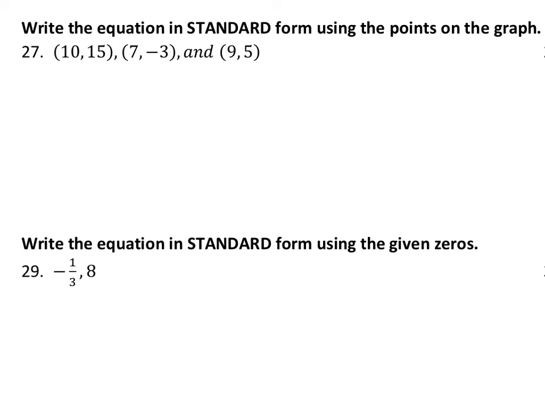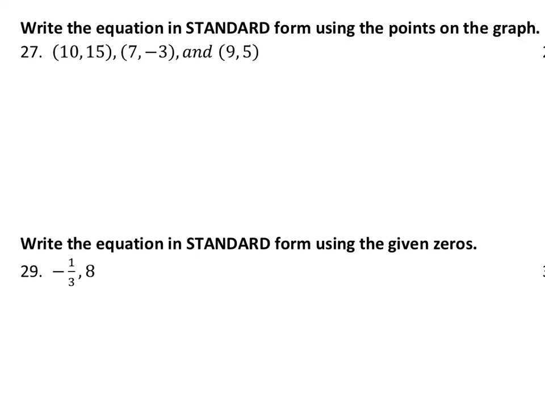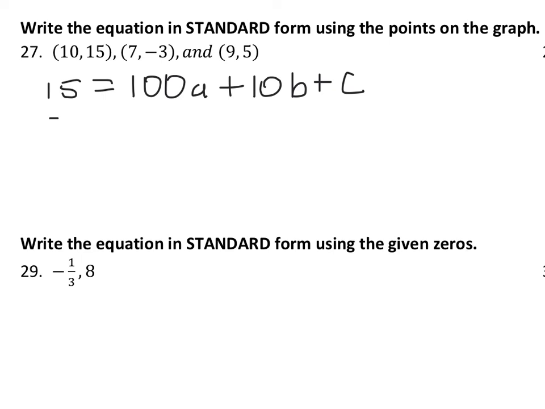So we start with the first one, and we write 15 equals, and then we need to take our x value and square it. So that's going to be 100a plus, and then we're just going to use x as it is, 10b plus c. That's going to be our first equation for our system. The next one, I take my next point and I write -3 equals, I square 7, 49a.